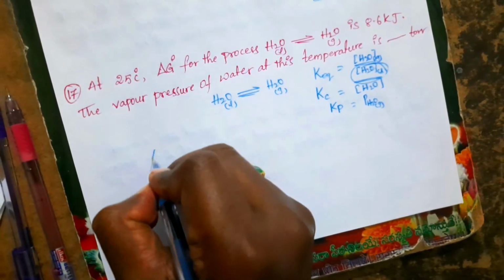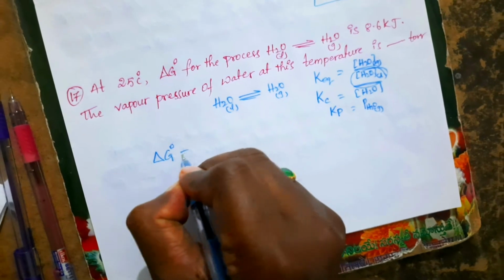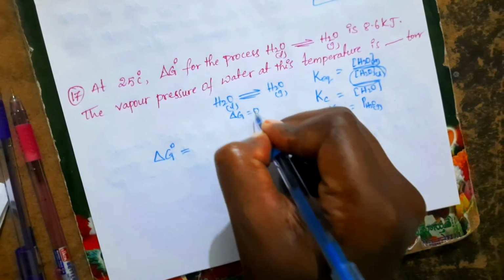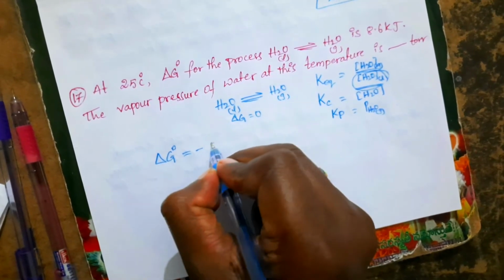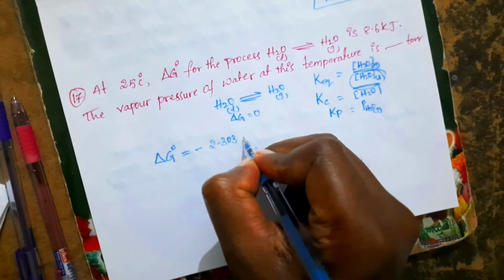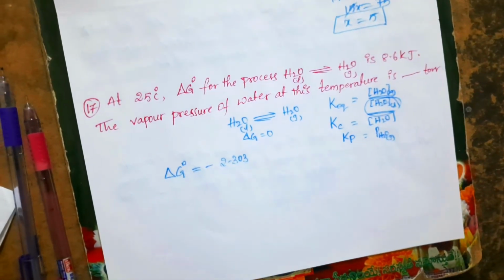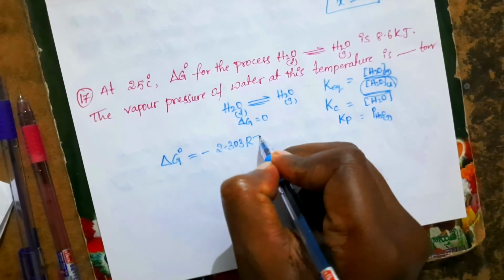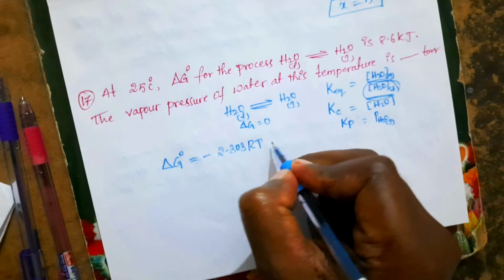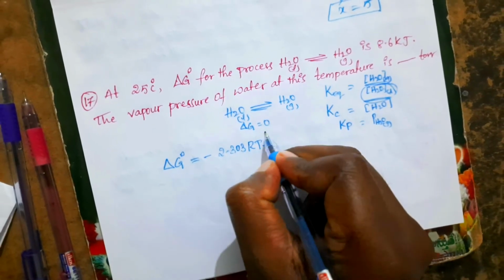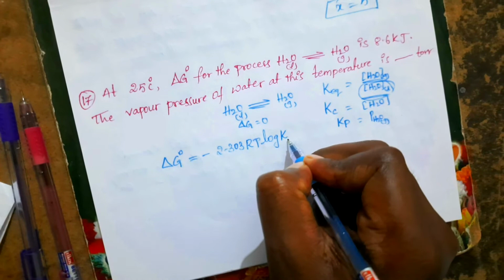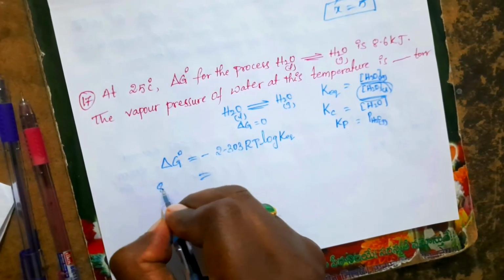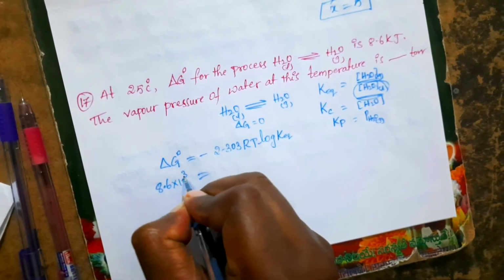Now we know that delta G naught, at equilibrium, when it reaches equilibrium, delta G becomes 0. Then delta G naught is equal to minus 2.303 nRT log of K equilibrium. N is 1 mole since it is standard condition. Now here delta G naught is how much? 8.6 into 10 power 3 joules.